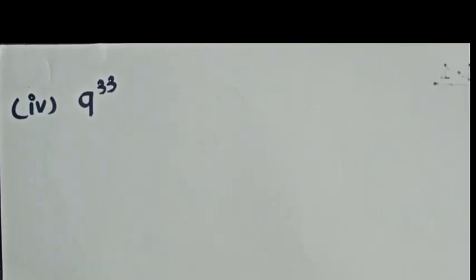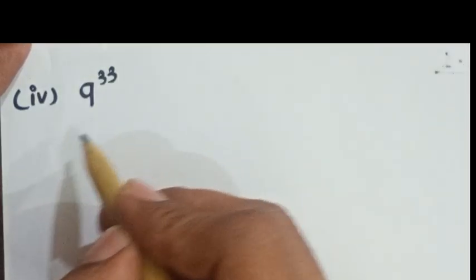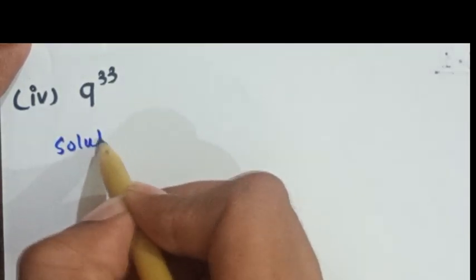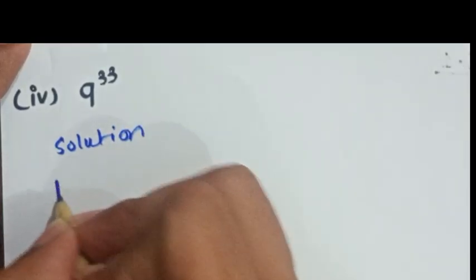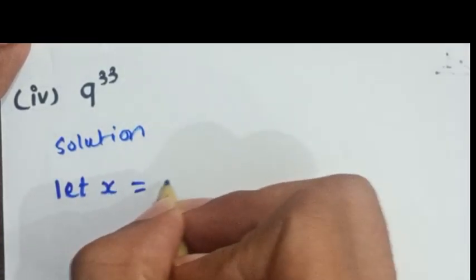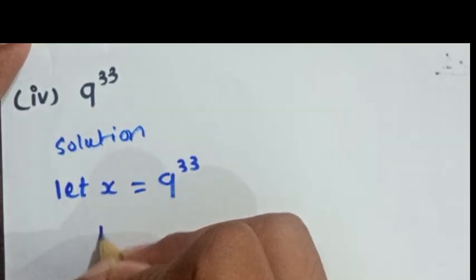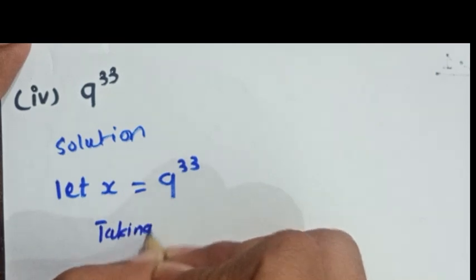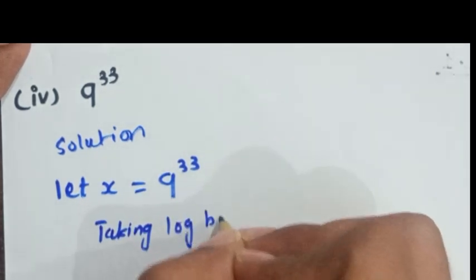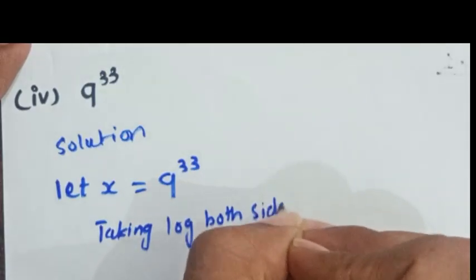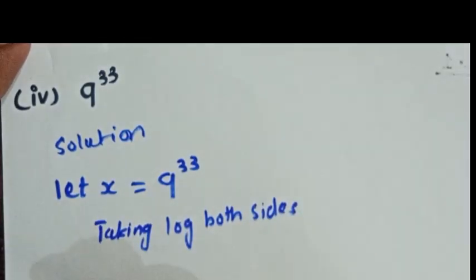Coming to the last question of part 1, that is 9 raised to power 33. For the solution, first of all, let x is equal to 9 raised to power 33. Further, taking log on both sides, I get log x equal to log 9 raised to power 33.